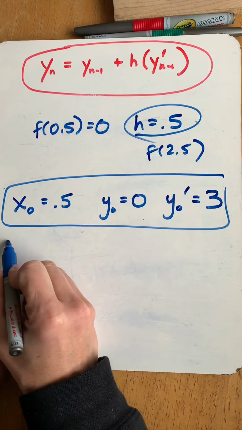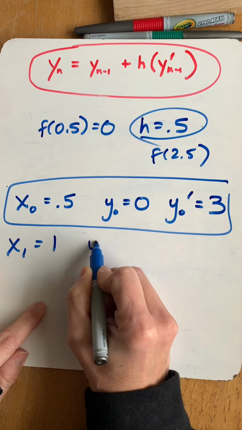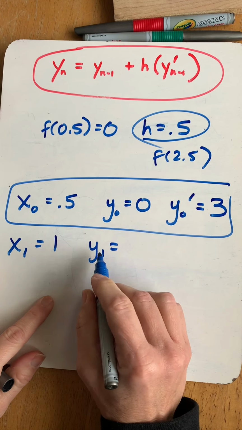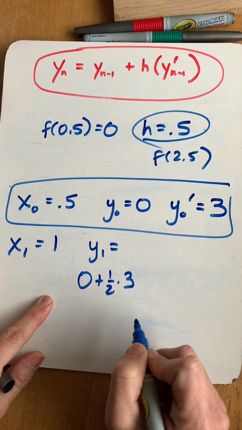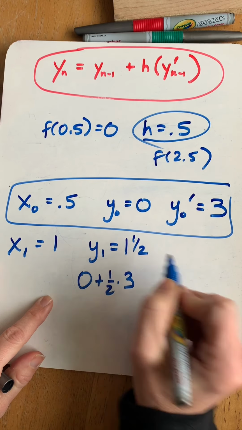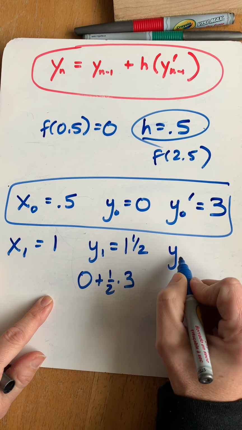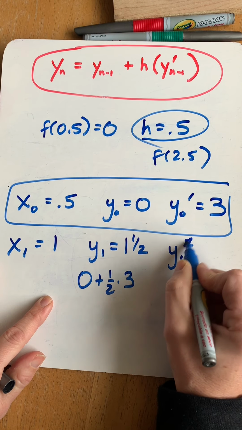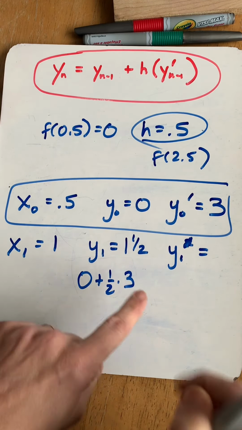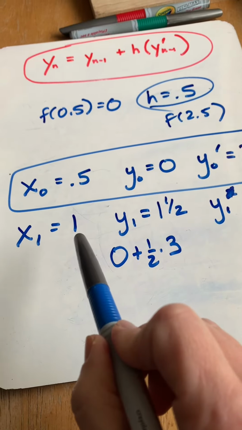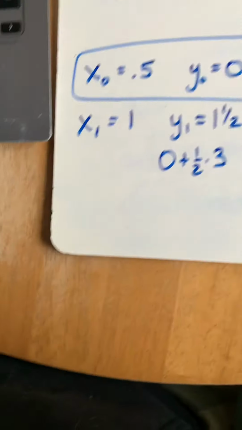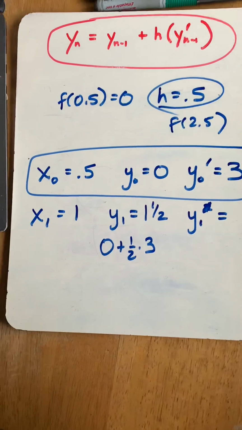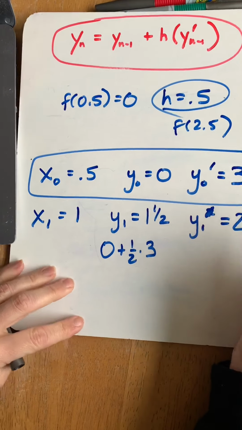Step size is 0.5. So my next x is 1. My next y, I need Euler's method: take the y that came before plus the step size times the y prime. So I'm multiplying, and I'm going to get 1.5. The derivative, again, I'm going to look at the table. The table only gives me x values, so when the x is 1, what's the derivative? Looking over at my table, when x is 1, the derivative is 2.